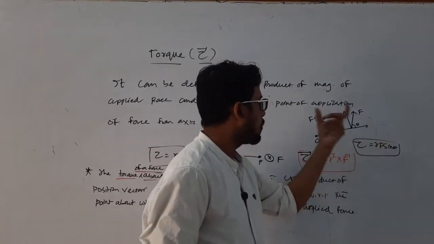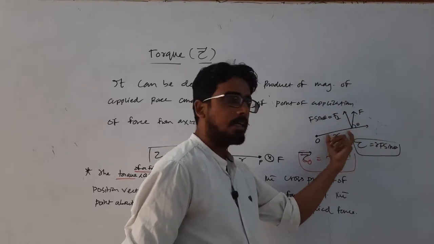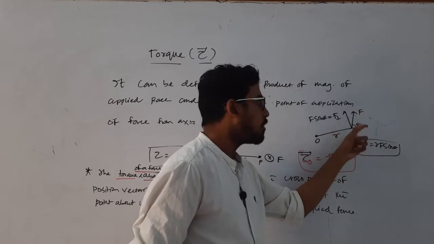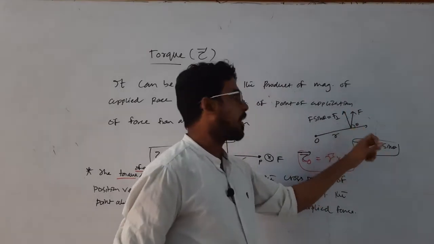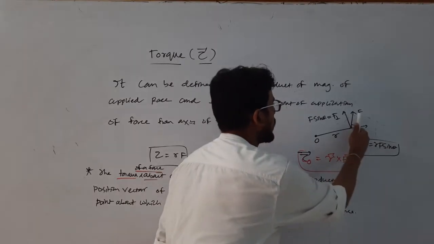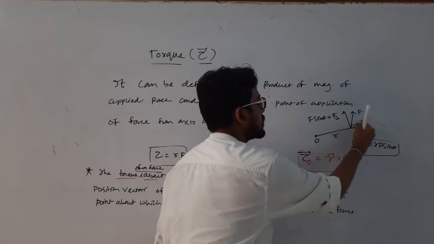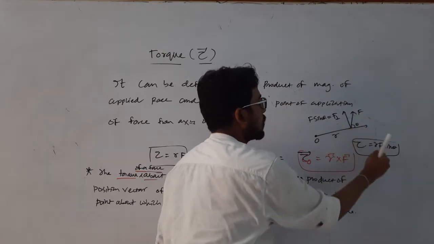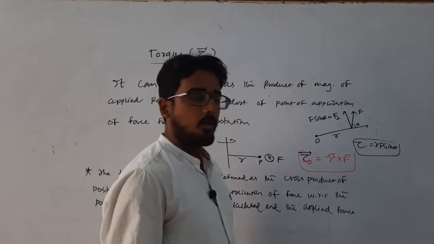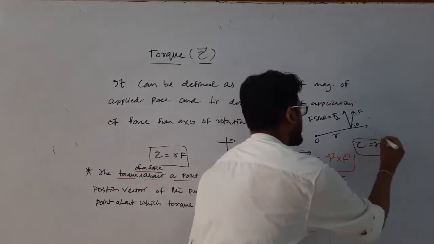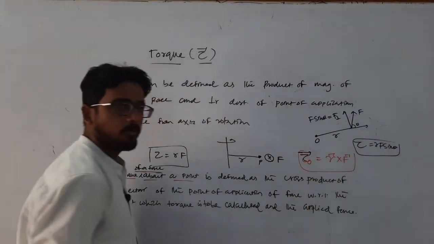Tau vector is equal to R cross F, or by magnitude we can write tau as the product of the perpendicular distance, that is R sin theta, with the magnitude of force, or the perpendicular component of force to the position vector R. So in this case I am taking the perpendicular component of applied force, that is F perpendicular, which is F sin theta, because this is the angle between the F vector and R vector. So tau equals R F sin theta, or R cross F in vector form.